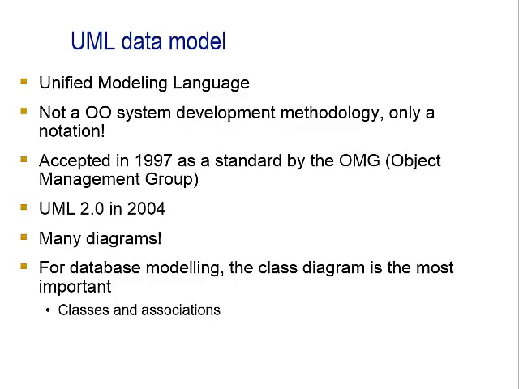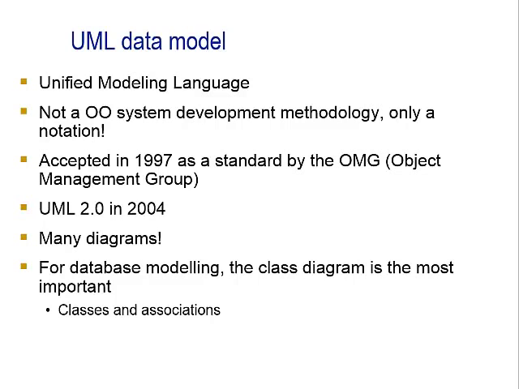It was accepted in 1997 as a standard by the OMG, Object Management Group. This group regularly issues standards and guidelines with respect to object-oriented design. The most recent version is UML 2.0, introduced in 2004. UML includes many types of diagrams, each of which focus on particular parts of the system design.